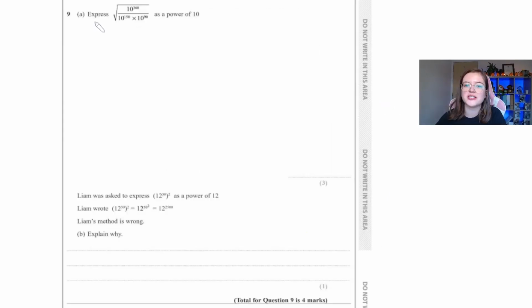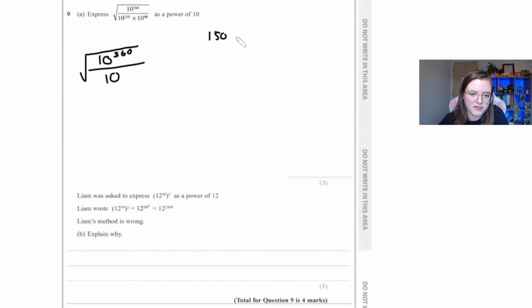On we go. Question 9: express the square root of 10 to the power of 360 divided by 10 to the power of 150 times 10 to the power of 90 as a power of 10. So, remembering the rules of indices, if you're timesing powers, you add them. If you're dividing powers, you subtract them. So what I'm going to start with is these two down here to simplify the bottom of this fraction. So then I'm going to get the square root of 10 to the power of 360 divided by 10 to the power of 150 plus 90, which is going to be 240, 10 to the power of 240.